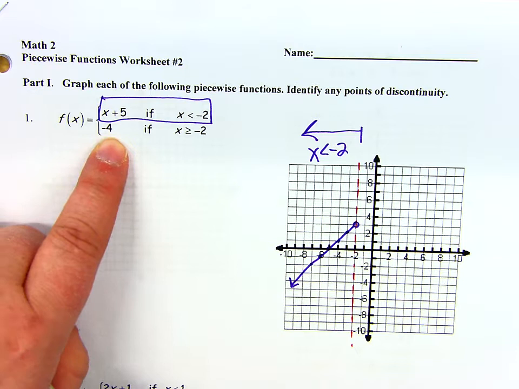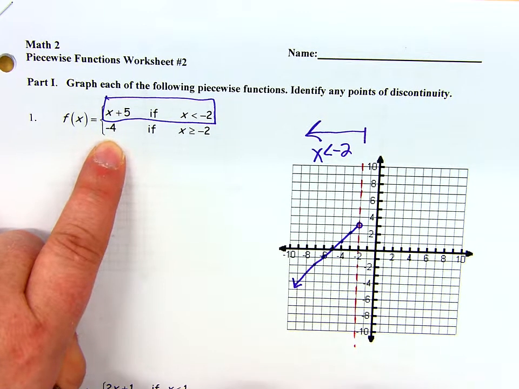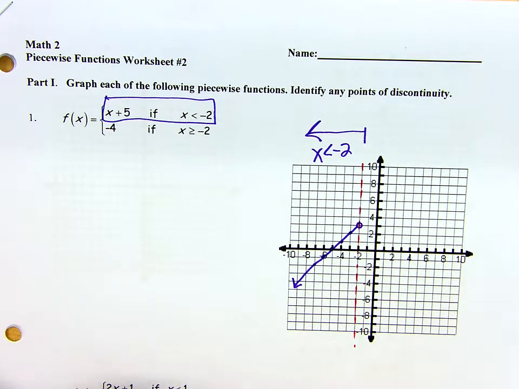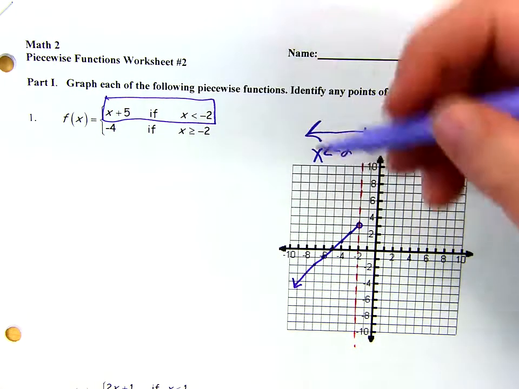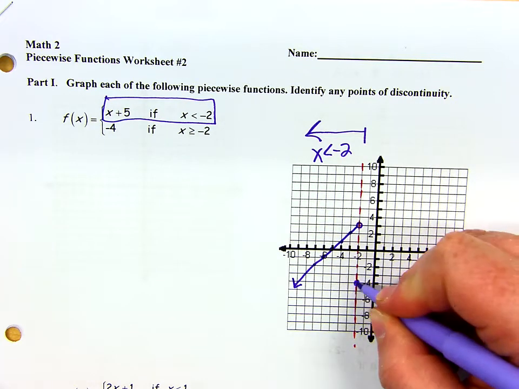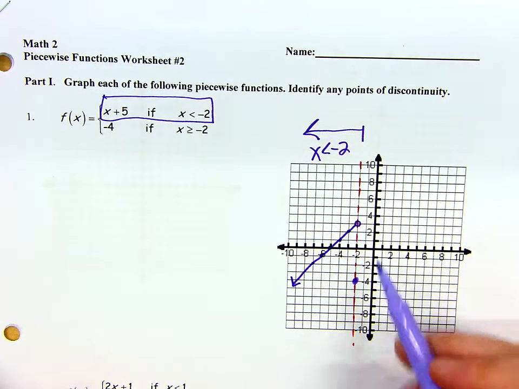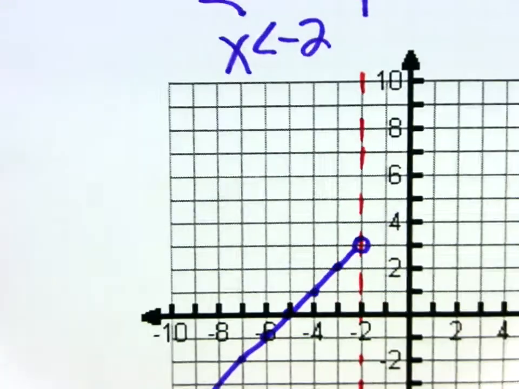It's y equals -4, right? So it's horizontal. So now this one does exist when x is equal to -2. So I'm going to put a solid dot at -4. The first dot's supposed to be open. It is. I don't know if you can tell. I tried. I should have made it bigger, but it is open.